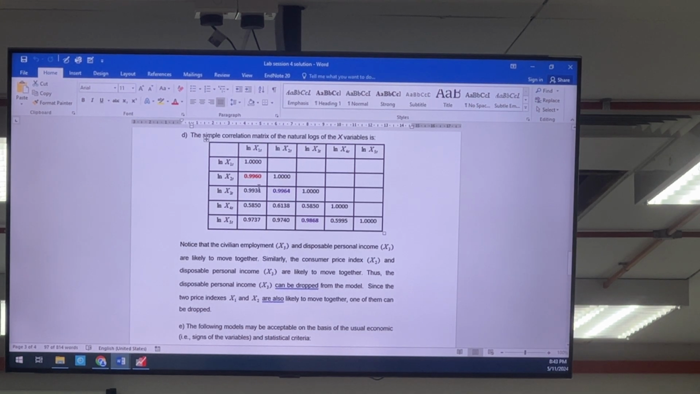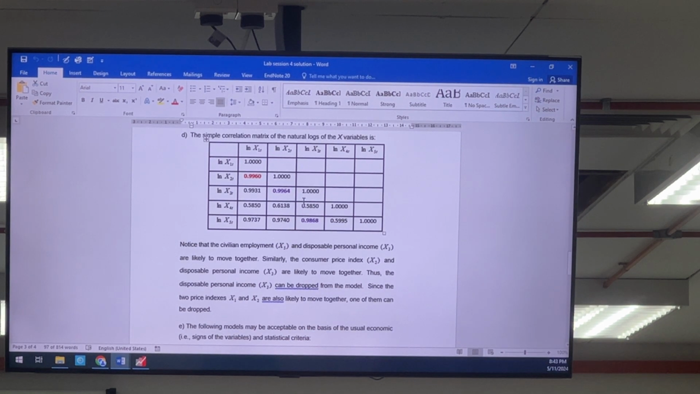Again, we have high correlation between log x1 and log x2, log x2 and log x3, log x3 and log x5. As I mentioned just now, if you decide to remove x5 because it has high correlation with x3, there is another problem, x3 and x2. So instead of removing x5, you should remove x3, because then we don't have these two.